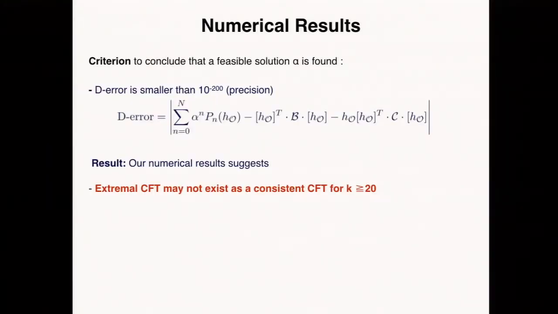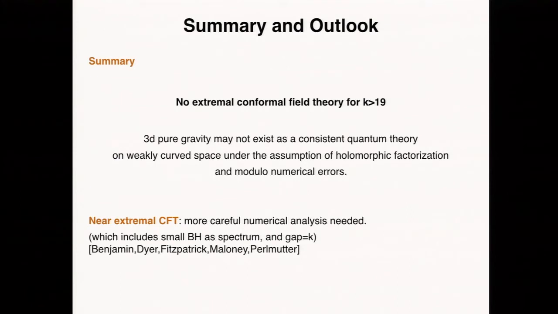So as we say, the error is 10 to the minus 200. And our numerical result suggests the extremal CFT may not exist as a consistent theory for k larger than or equal to 20. So to summarize, no extremal conformal theory for k larger than 19. That's what our numerical result suggests. So pure 3D gravity may not exist as a consistent quantum theory at weakly coupled space, which means large k, small cosmological constant, under the assumption of holomorphic factorization and modular numerical errors.